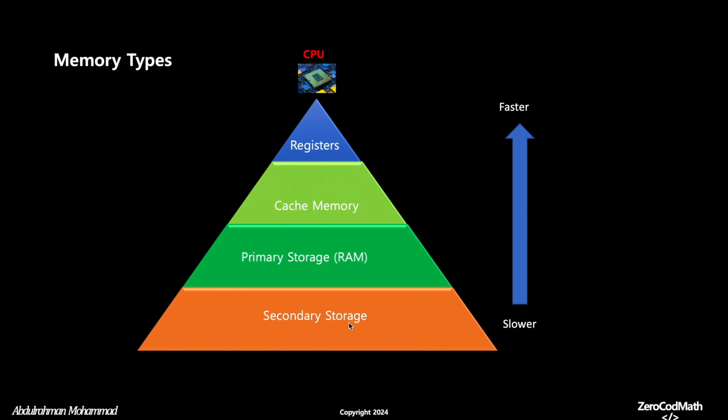A secondary storage is slower than primary storage. Primary storage is slower than cache memory. Cache memory is slower than registers. So when we go up, we go from slower to faster. But if you come from up to down, we come from smallest storage to largest storage.